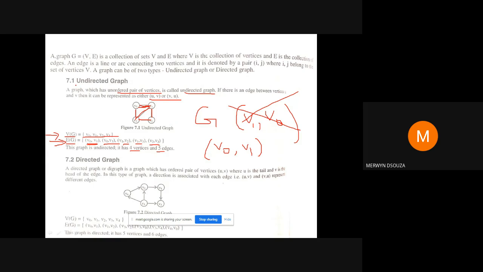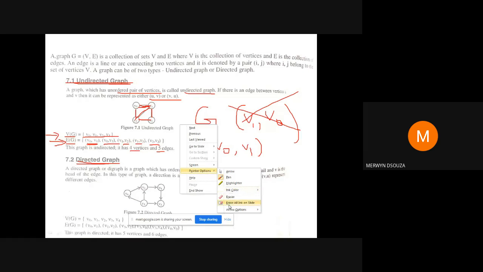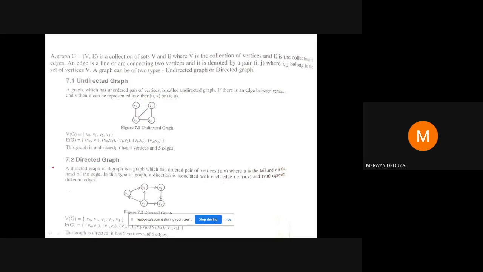You have to remember this throughout our next 3-4 lectures. What is an undirected graph and what is a directed graph? Very important. Okay, so going over to directed graph. Like I told you, this is unordered.